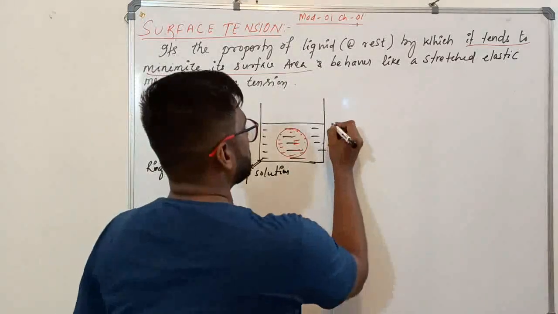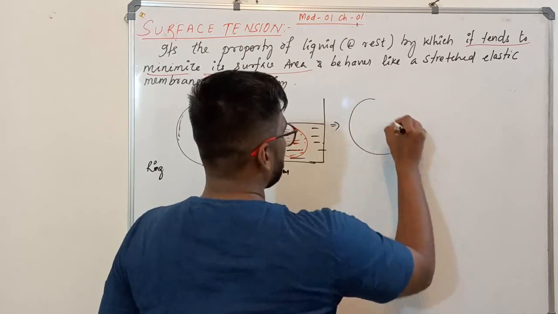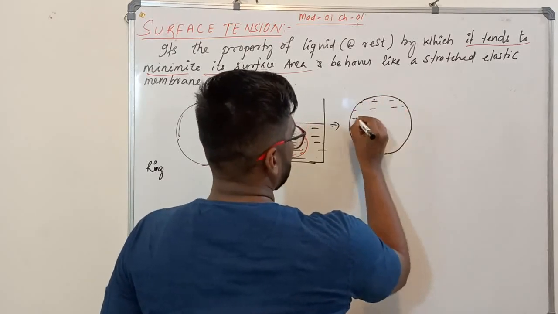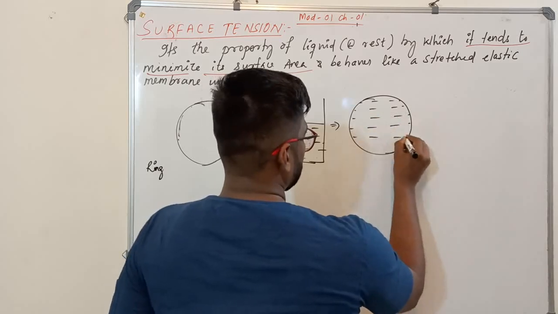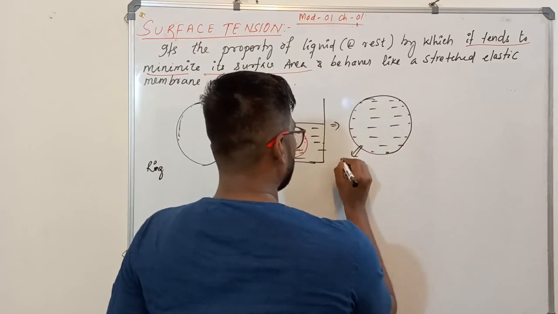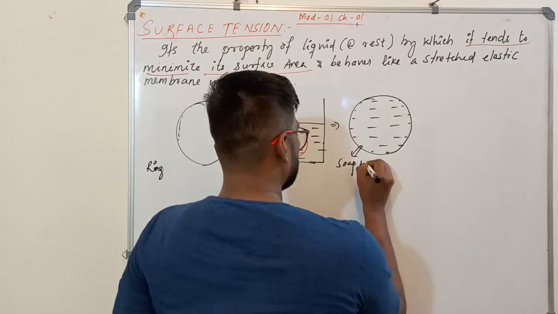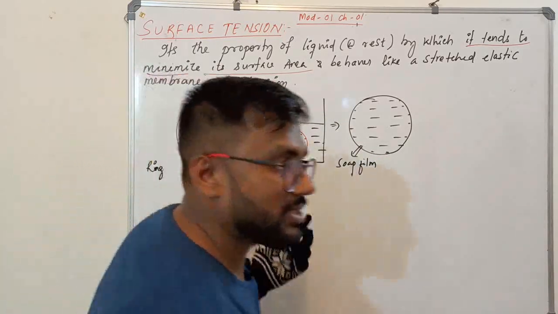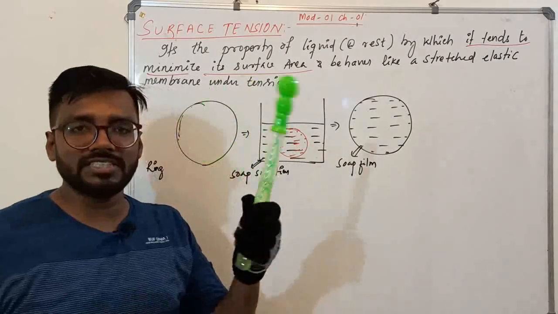Take the ring out of the soap solution. What will you find? Sir, the ring will be having some soap film. Now don't say you are not understanding this problem. You must have done this in childhood. You can see this, right?